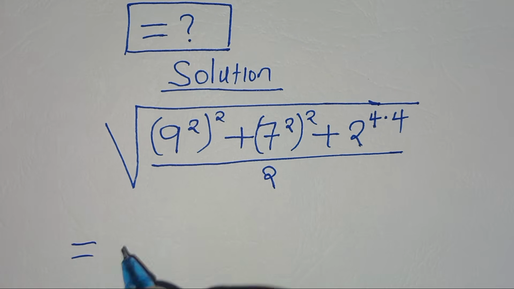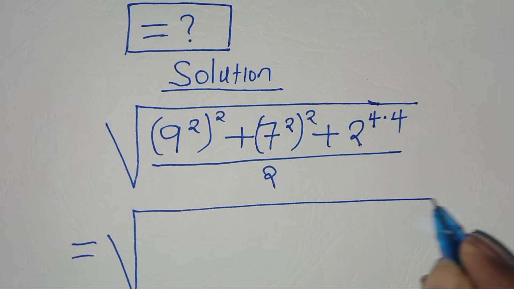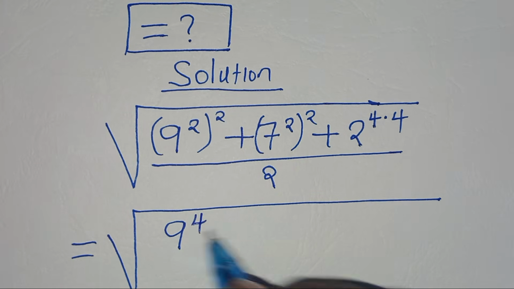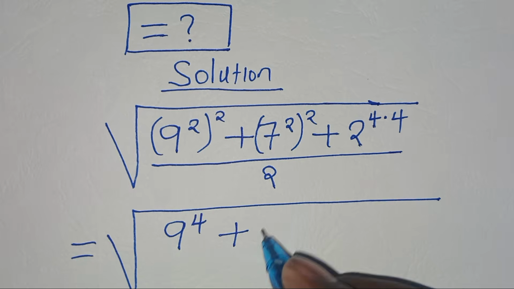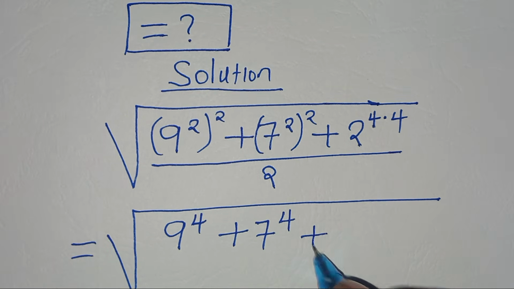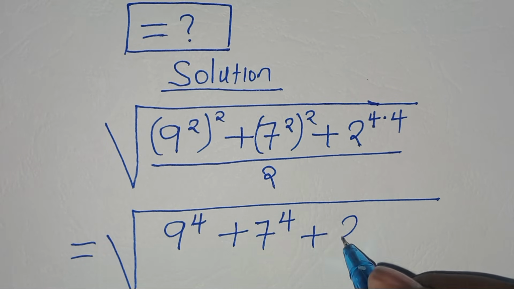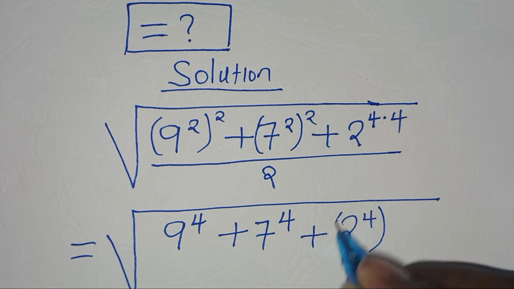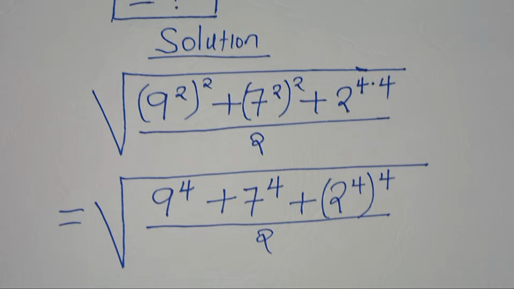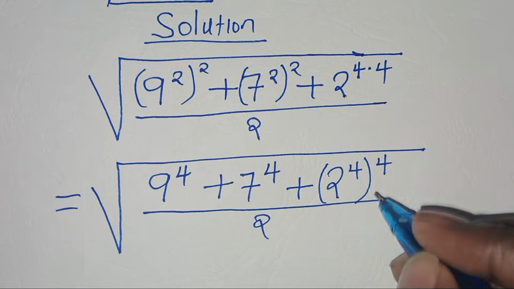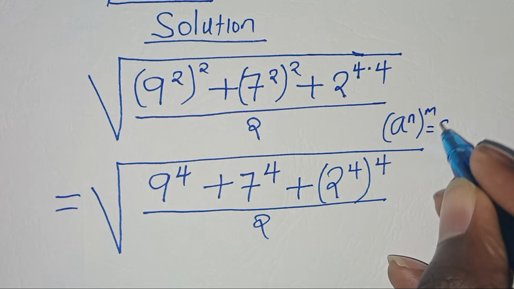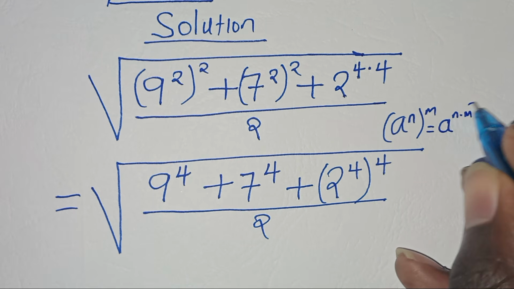So the next step is that we have the square root of 9 raised to the power of 2 times 2, which is 4, then plus 7 to the power of 2 times 2, which is 4, then plus 2 to the power of 4 raised to the power of 4, everything here divided by 2. Now, this is in the form of a to the power of n raised to the power of m, which we can express as a to the power of n multiplied by m.